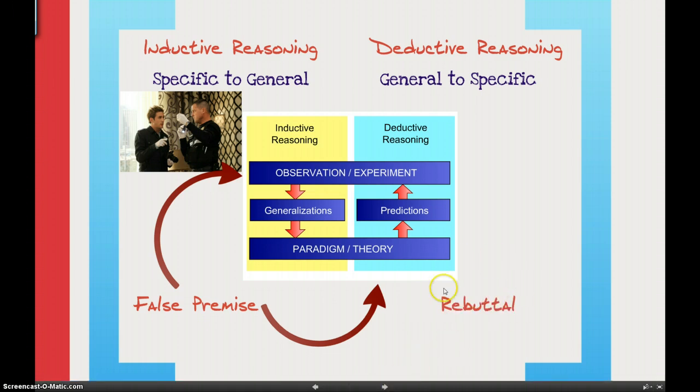One more term we need to learn is rebuttal. Now rebuttal can be unconnected to this reasoning or connected. So basically a rebuttal is just a counter argument. So whether you use inductive or deductive reasoning to reason an argument, a rebuttal is just a statement that refutes that argument. So just kind of a random term there you also need to know.